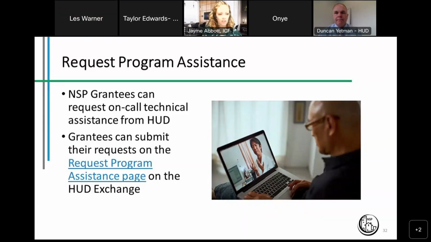Thank you. All right, so the next question: are we to treat program income separate per program, for example, NSP 1 and 3, or combine them? We have program income in both 1 and 3. NSP 1 and NSP 3 both had different regulations and requirements, and therefore we'll need to treat the program income separate per program. Duncan, do you have anything to add to that information?